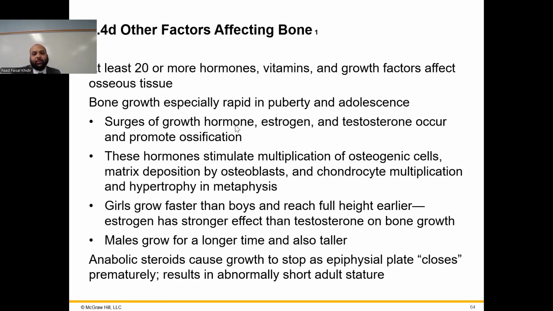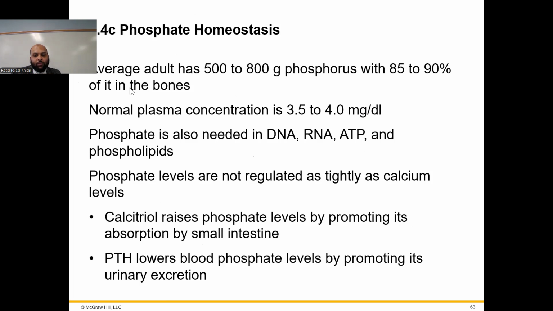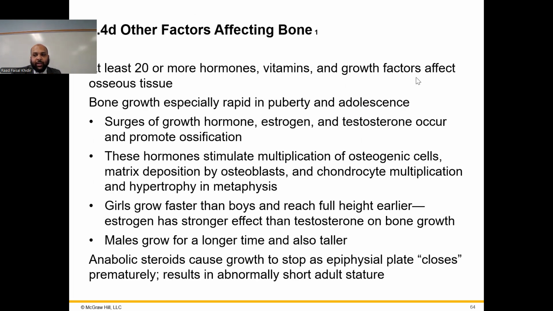Other factors affecting the bone: there are at least 20 more hormones, vitamins, and growth factors that affect the osseous tissue. Bone growth is especially rapid in puberty and adolescence, when there are surges of growth hormone, estrogen, and testosterone that promote ossification. These hormones stimulate multiplication of osteogenic cells, matrix deposition by osteoblasts, and chondrocyte multiplication and hypertrophy in the metaphysis.